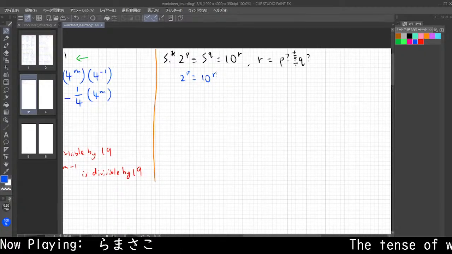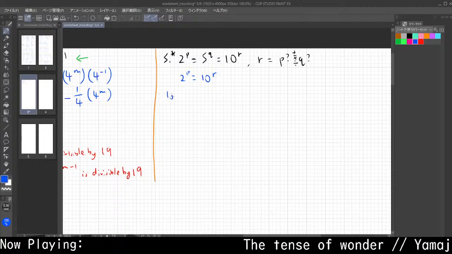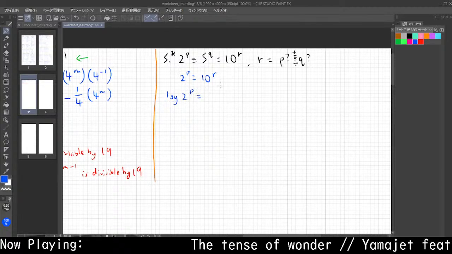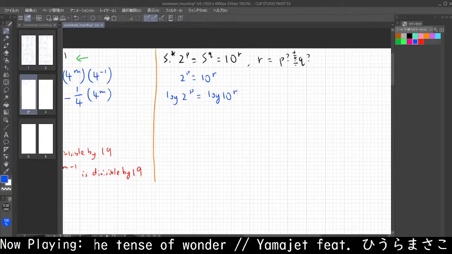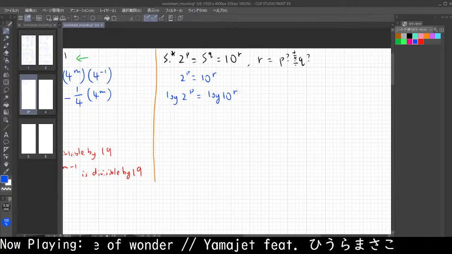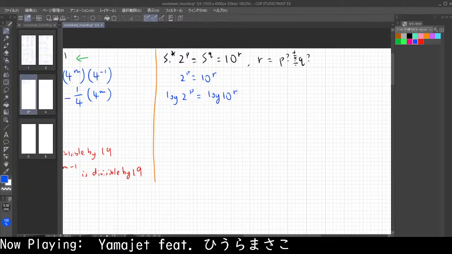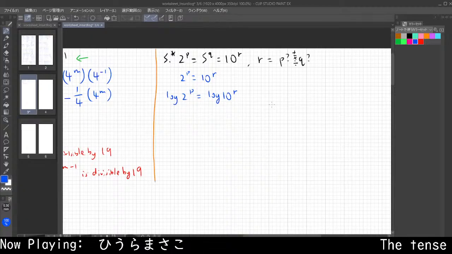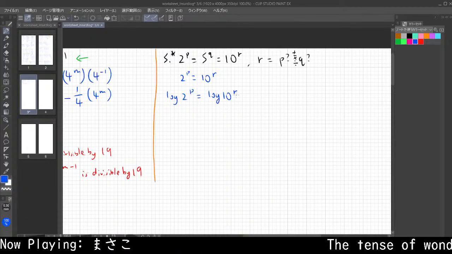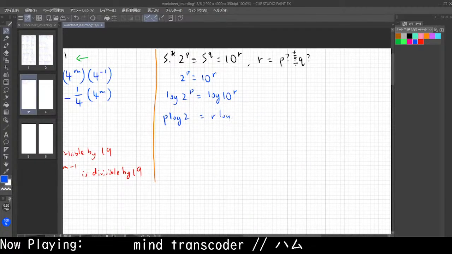What I can do is I can add log to both sides. Because if you want to bring out the unknown and you are in power form, the easiest way to bring out the power is to turn it into logarithm, into log form. Now we can bring the powers to the front. So we get p log 2 equals r log 10.